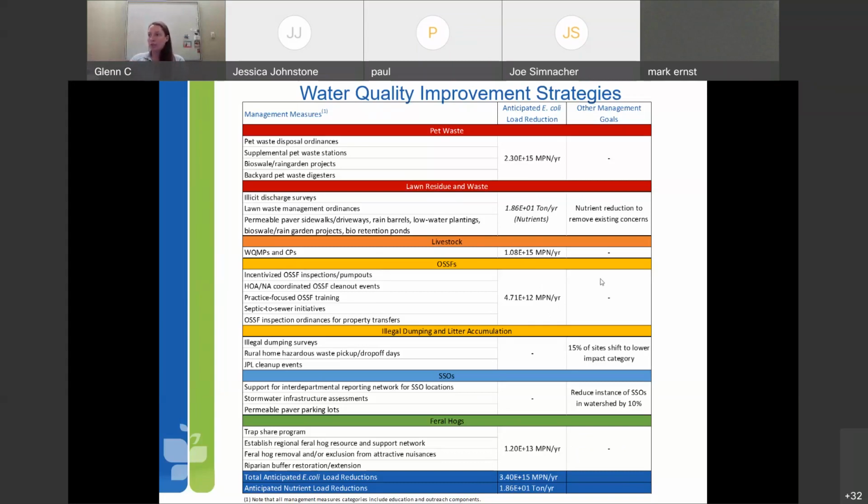And then with nutrients, we are hoping to put in significant green infrastructure, as well as conduct illicit discharge surveys and address or assess lawn waste management ordinances. And we anticipate our nutrient load reductions to be 1.86 times 10 to the first, and I will talk about how we came to that number. Most of the best management practices that we put in to address E. coli loads will address nutrient loads.